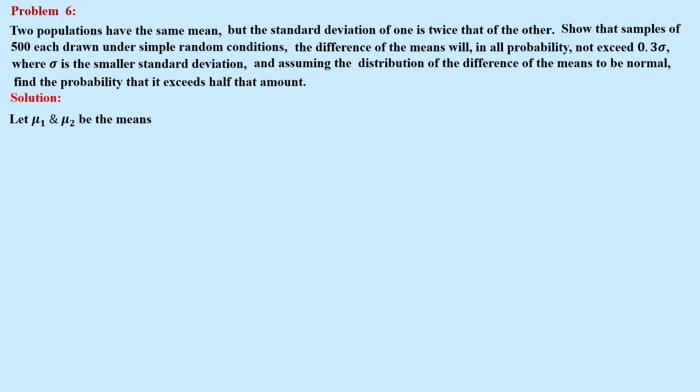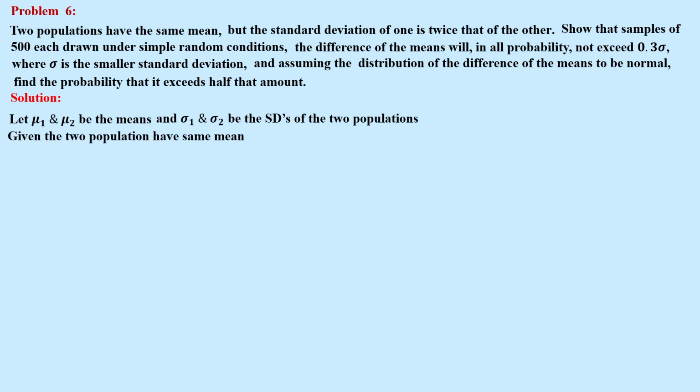So let mu1 and mu2 be the means of the populations, and sigma 1 and sigma 2 be the standard deviations of the populations. Given the two populations have the same mean, so mu1 equals mu2, take it as mu. And the standard deviation of one is twice the other, so sigma 1 is equal to 2 sigma 2.